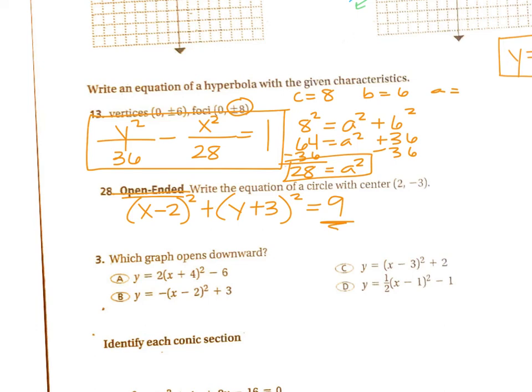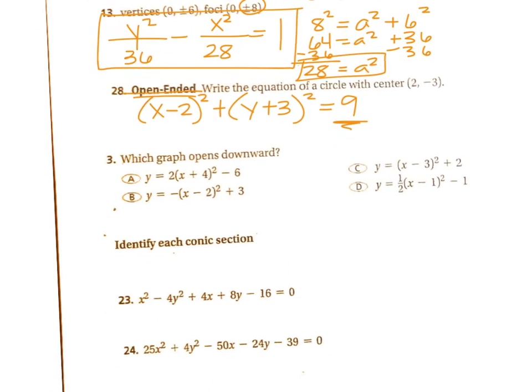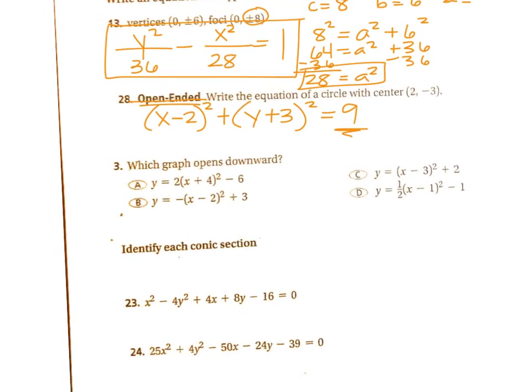Okay. Number 3 here, which graph opens downward? When it's the negative out in front of your a term. So this versus nothing here versus this. The negative is going to open down. So that one would be our opening down.